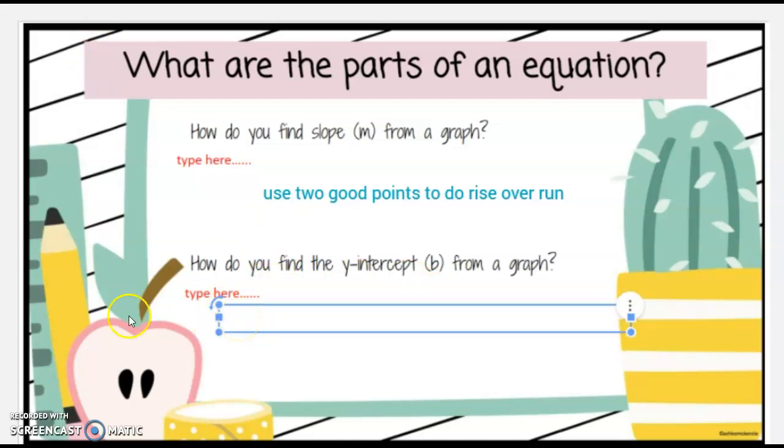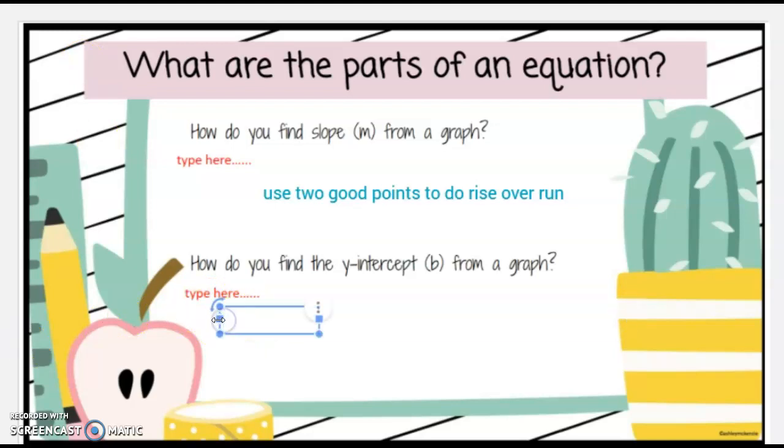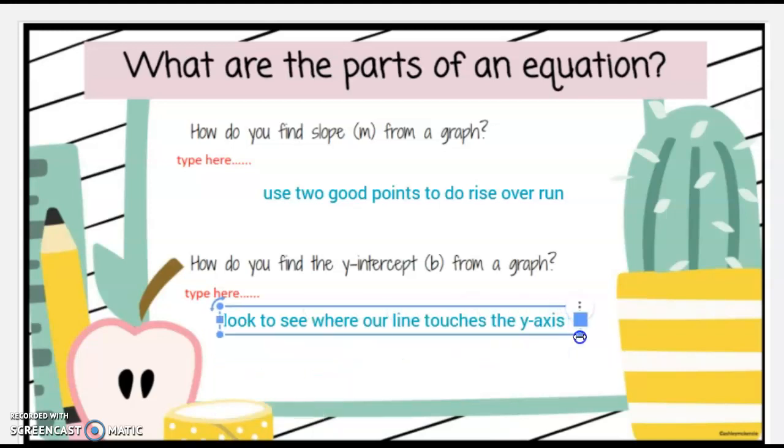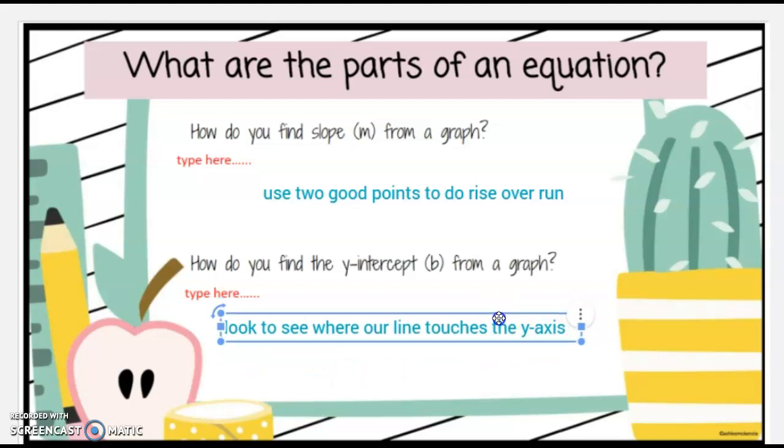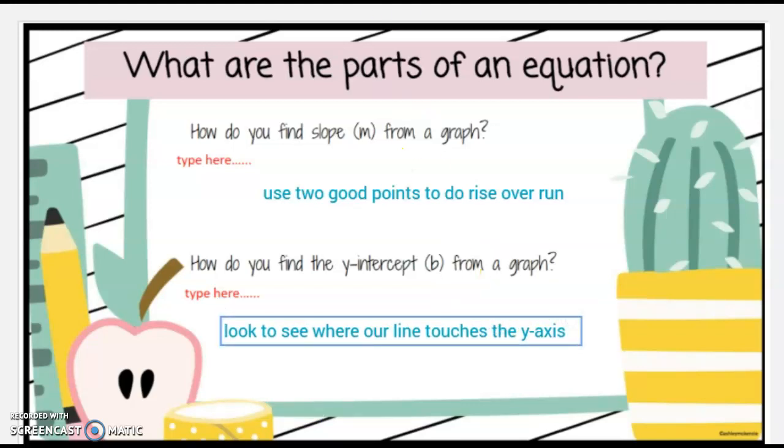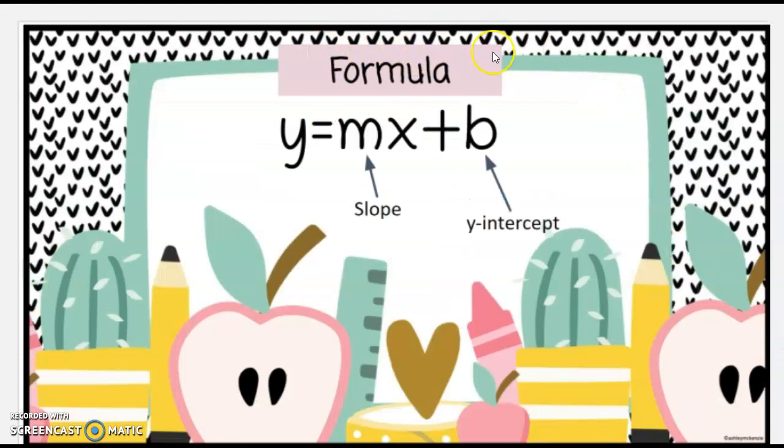Okay. To find the y-intercept, this is where we look to see where our line touches the y-axis. So we're looking for the line that is graphed. We're seeing when it touches our y-axis. Okay, the formula or the equation that we have been writing is y equals mx plus b.